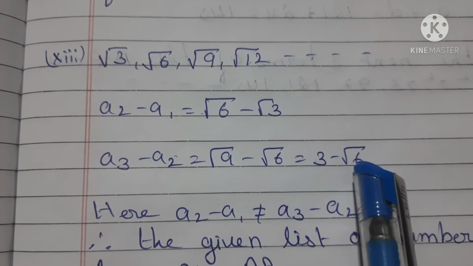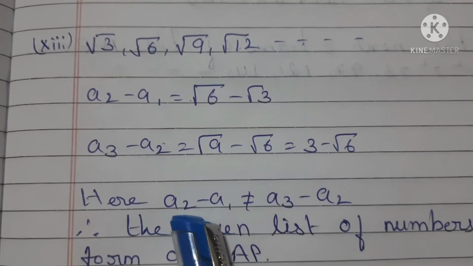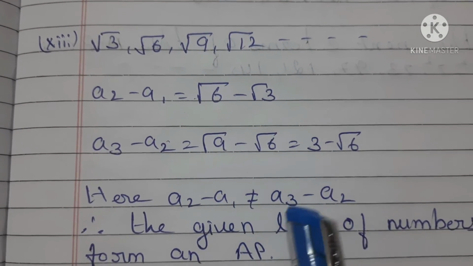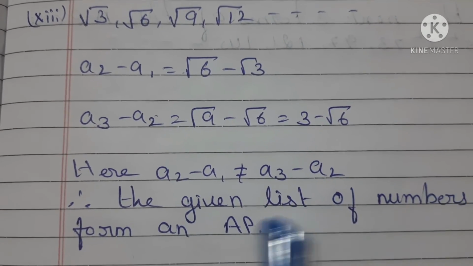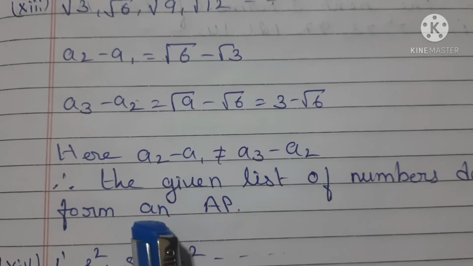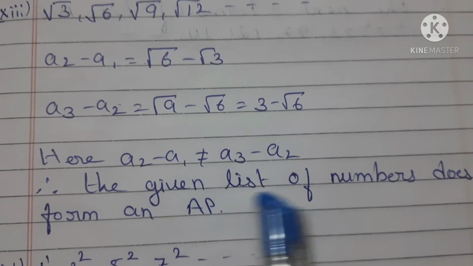Now these two are not equal. Therefore A2 minus A1 not equal to A3 minus A2. Therefore the given list of numbers does not form an arithmetic progression.